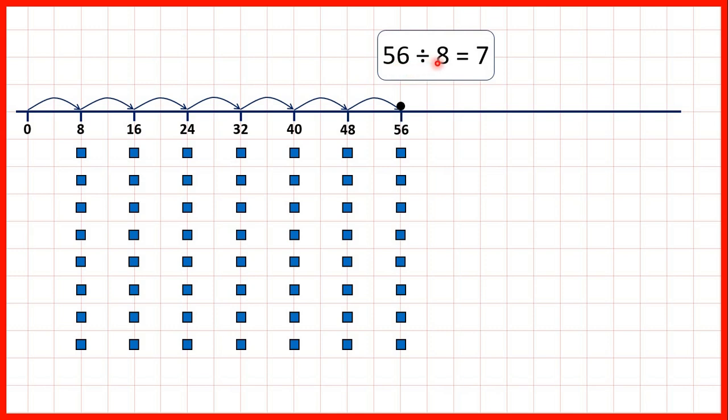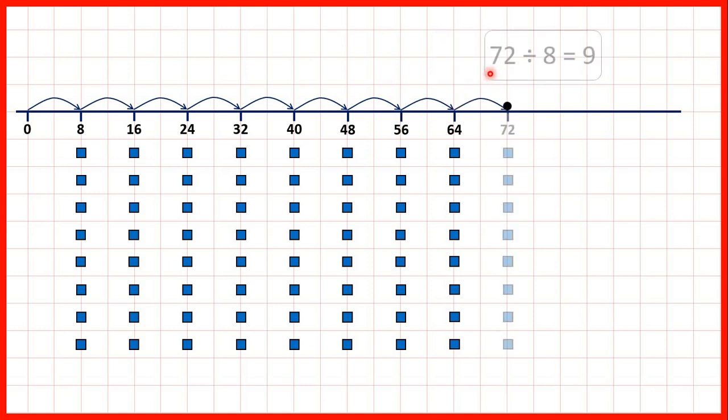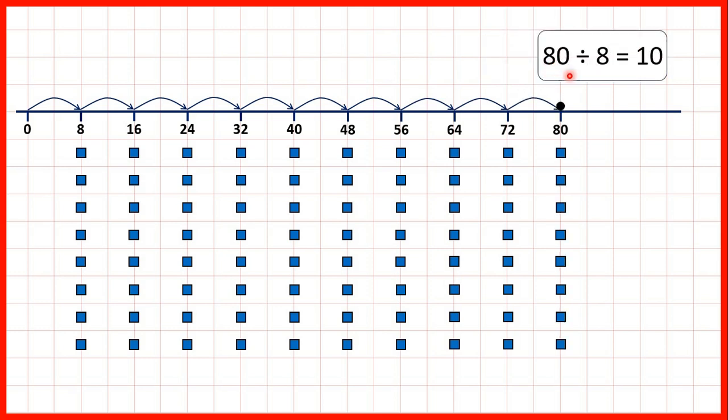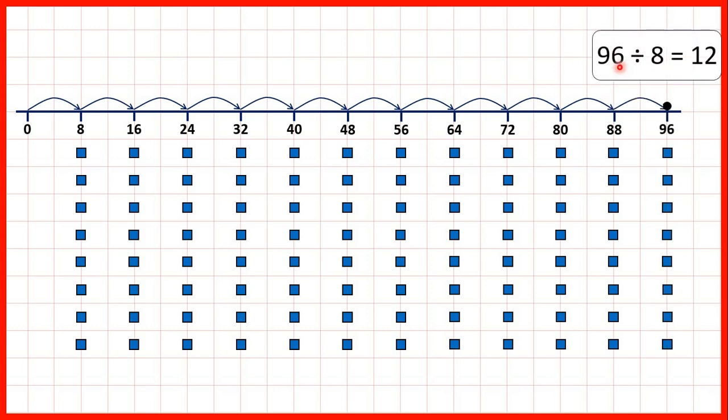56 divided by 8 is 7. 64 divided by 8 is 8. 72 divided by 8 is 9. 80 divided by 8 is 10. 88 divided by 8 is 11. And 96 divided by 8 is 12.